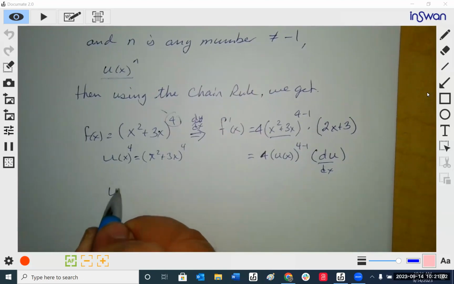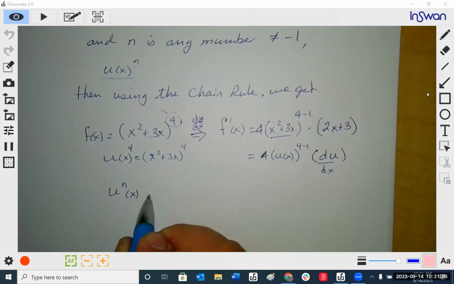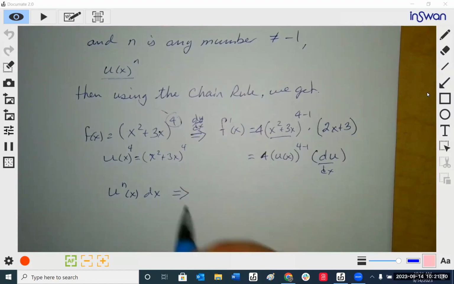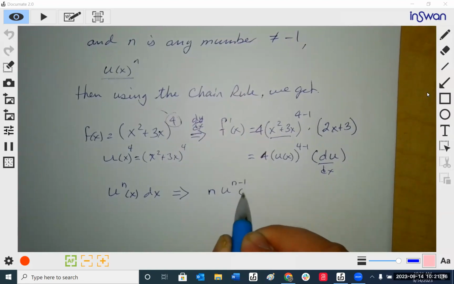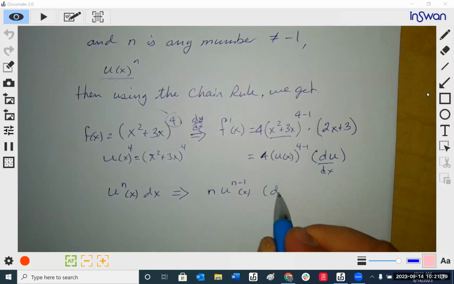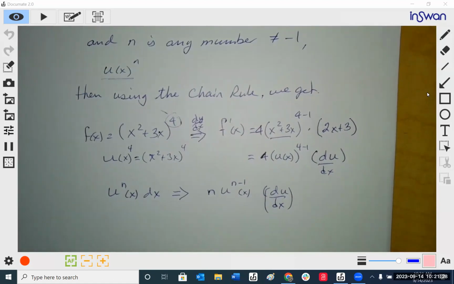Or more generally, for u of x to the power n, the derivative is n times u of x to the n minus 1, times du dx. So that's the chain rule. That's just a review of the chain rule.